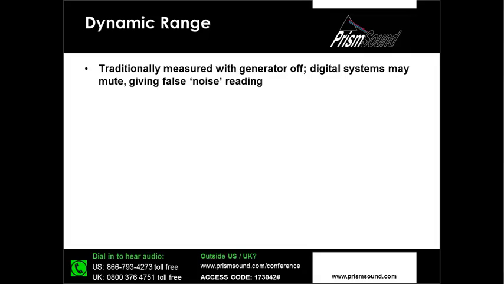So dynamic range historically was traditionally measured by, first of all, measuring our signal and then measuring noise with the generator off. Now that worked fine in the world of analog measurements, but with digital audio devices and converters, it's quite possible that the device may mute when it detects no input signal, and that will give you an artificially low value for noise, and so it will give you an unrealistic dynamic range measurement.